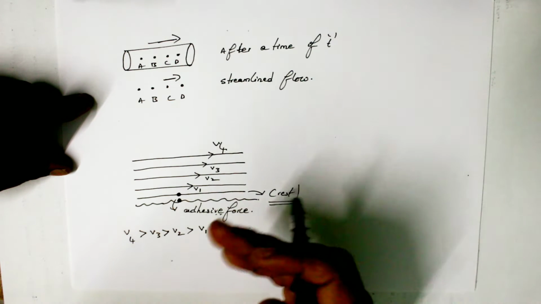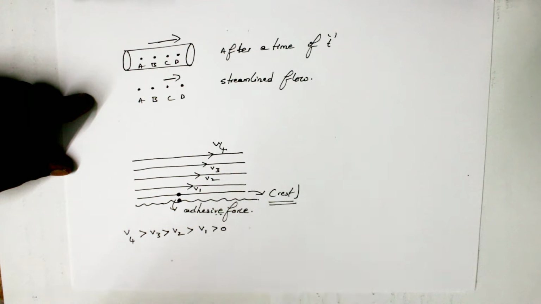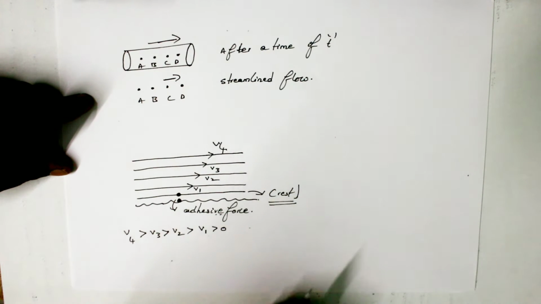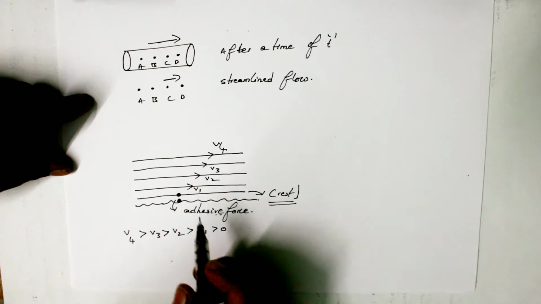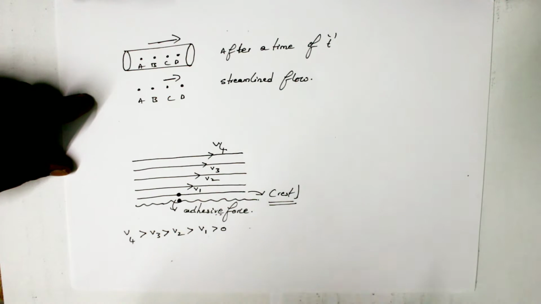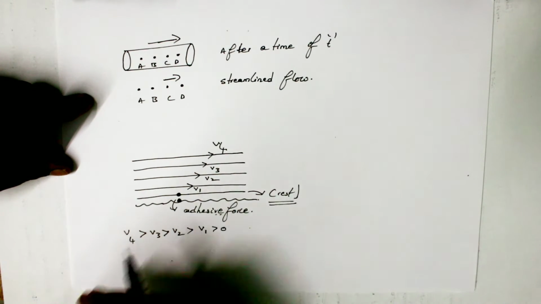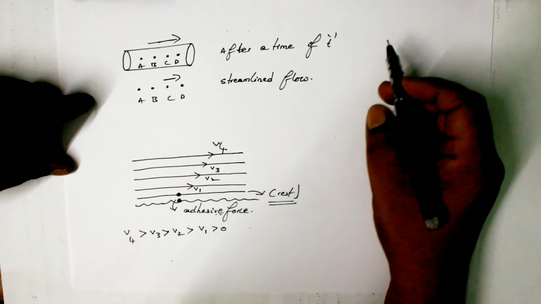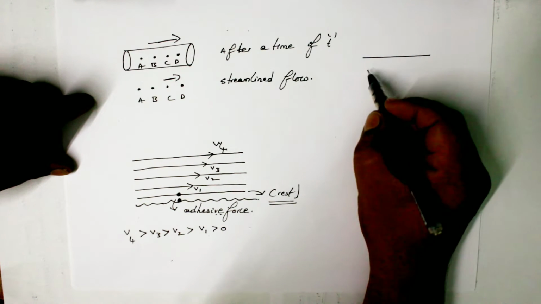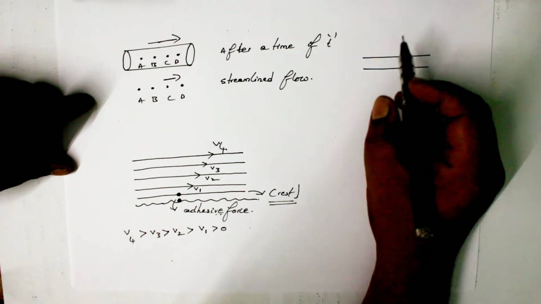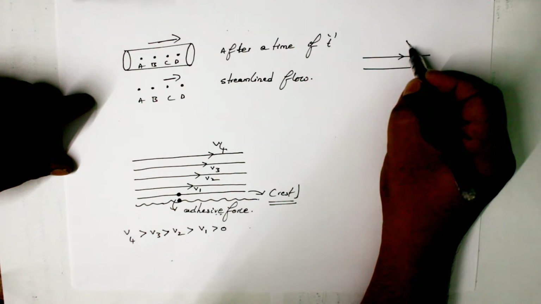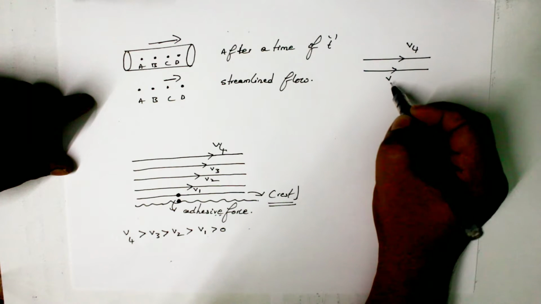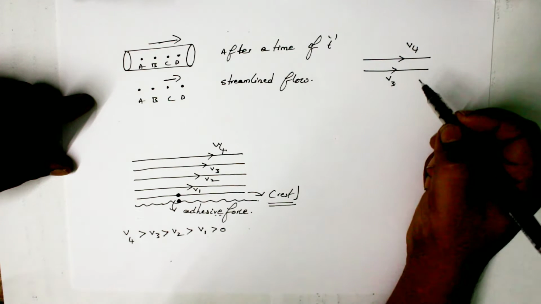It means as I move upwards, continuously the velocity of the layers will continuously increase. So the topmost layer has the highest velocity and the bottommost layer has the velocity of 0. So this is how liquid flows, always in the form of layers. Now if I study this topmost layer and the layer just below this one, its velocity is v4, and the layer below this one is traveling with a velocity of v3.